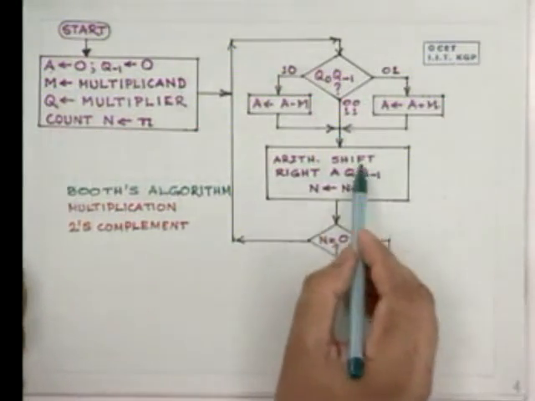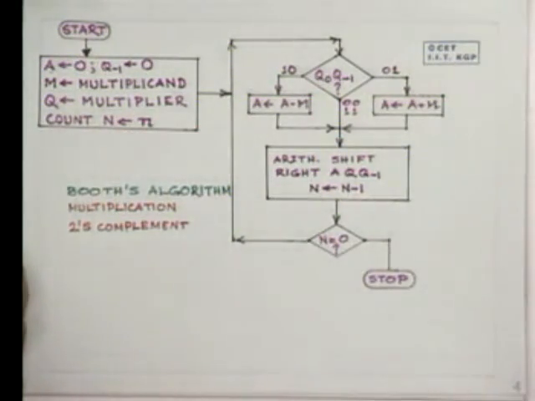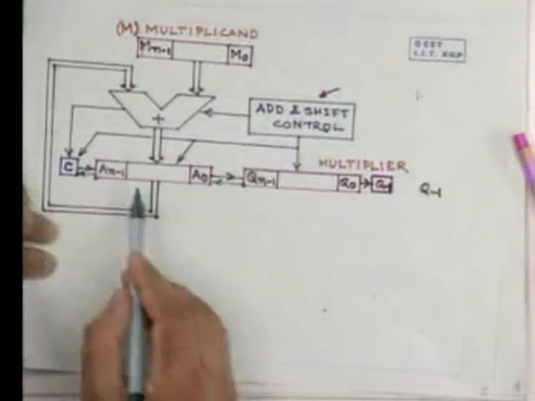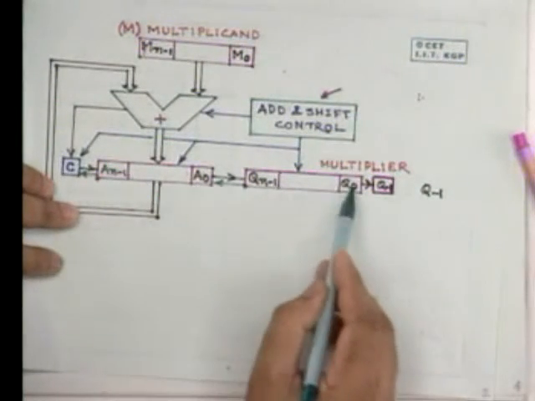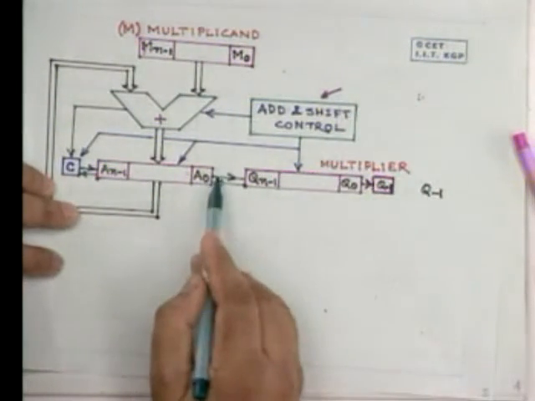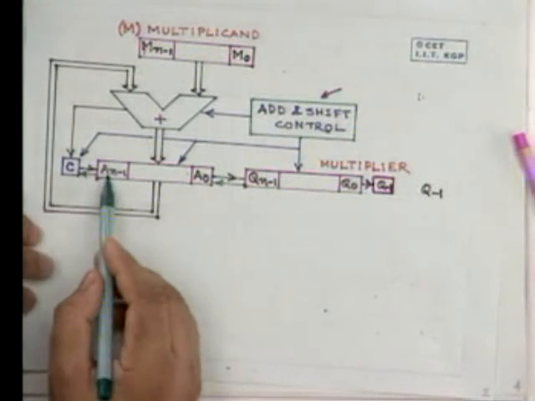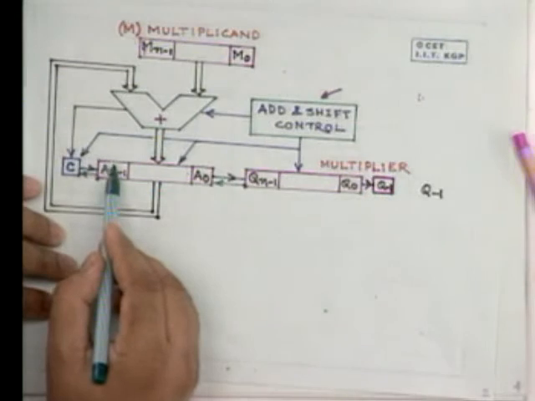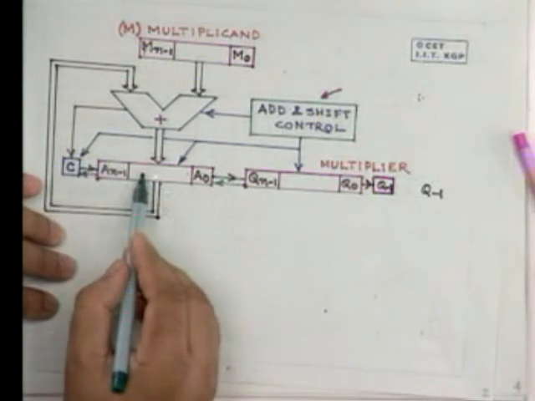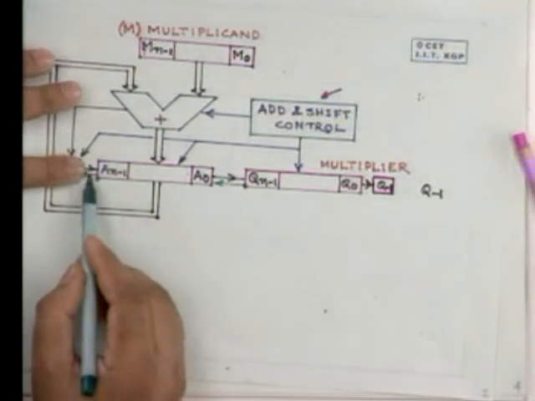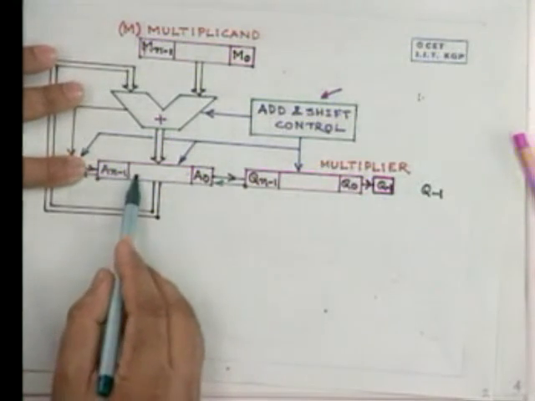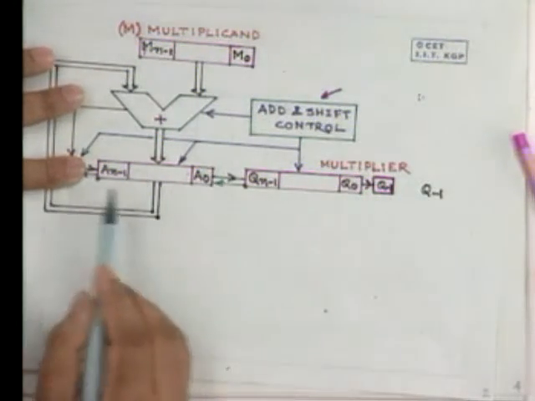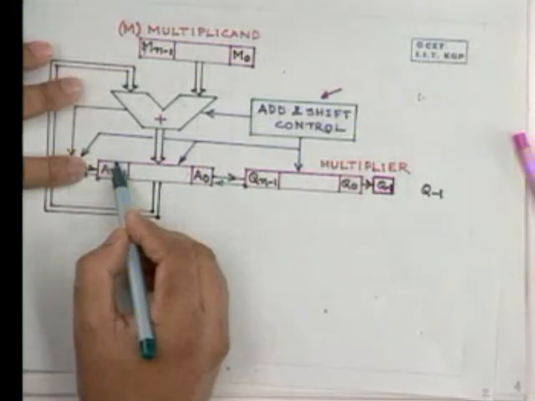We make an arithmetic shift right of A, Q and Q minus 1. That means this A, Q and Q minus 1 is given an arithmetic shift right. By arithmetic shift right, we mean that whatever is the sign bit here is replicated. This C bit is not entered into the A register or the accumulator. Whatever the sign bit is, that is replicated.